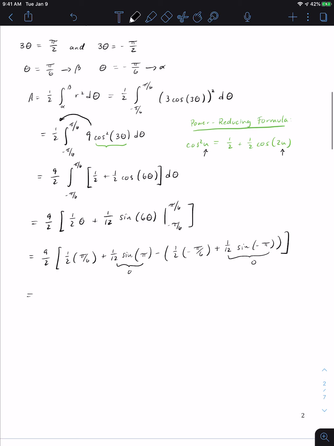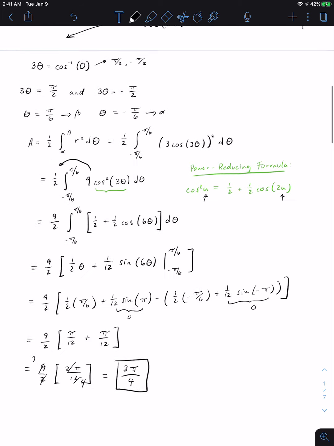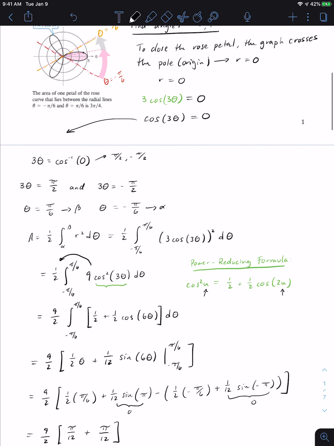So I end up getting 9/2, and then this is pi over 12, and then 2 minuses make a plus, so plus pi over 12. So I end up getting 9/2 times, if I add those up, they have common denominators. This is 2 pi over 12. So 2's cancel out. This is 3, this is 4. So I end up getting 3 pi over 4 as my area of that first rose petal.